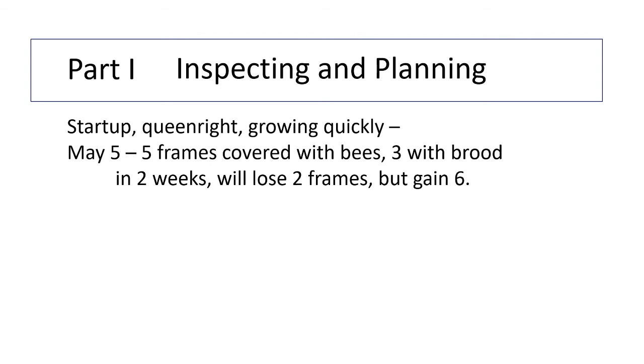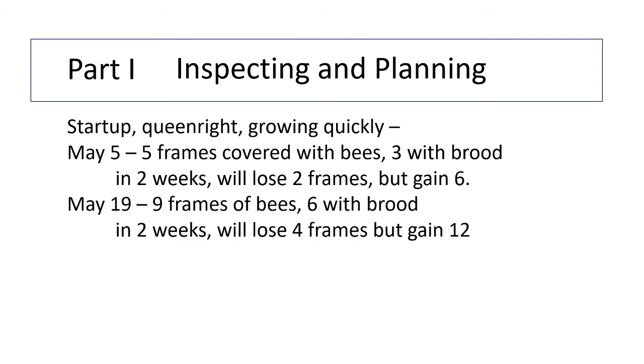Well, when the bees are sitting in their cells, they occupy half the space as when they emerge. So every frame of brood becomes covered with bees. All right, let's do the math. You'll now have May 19th, 2 weeks later, 9 frames of bees.